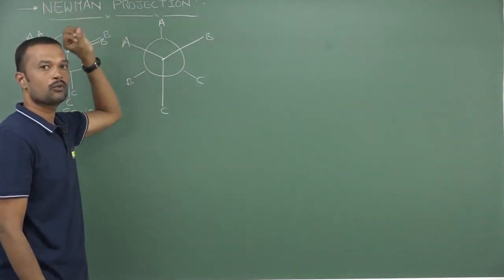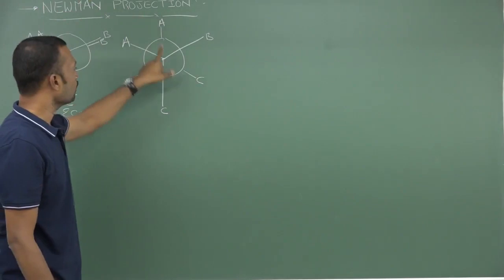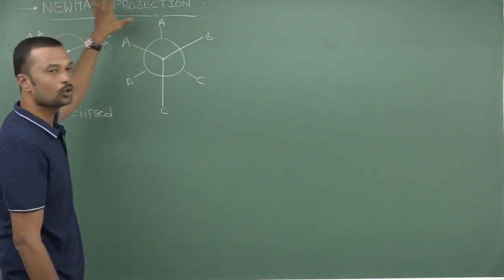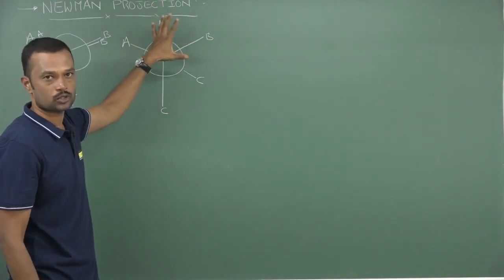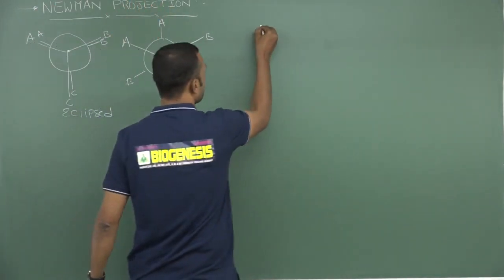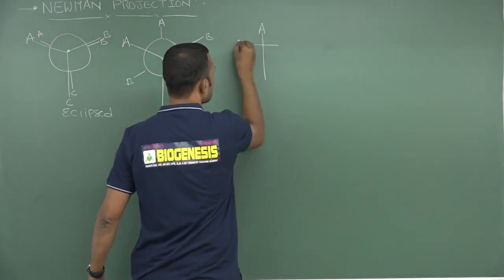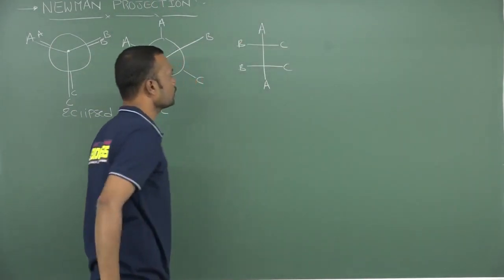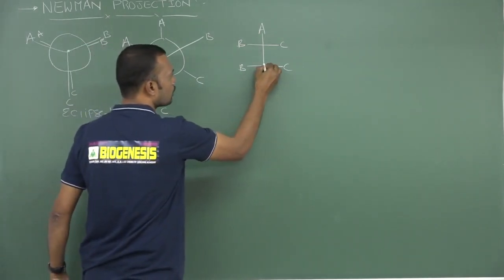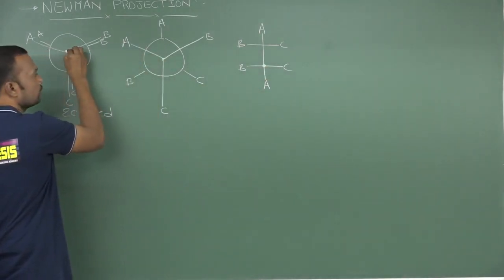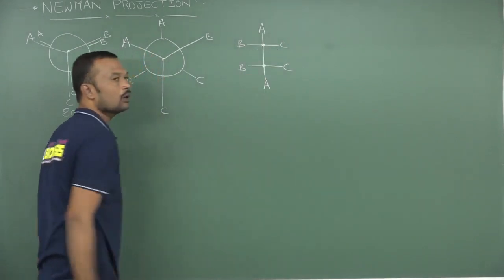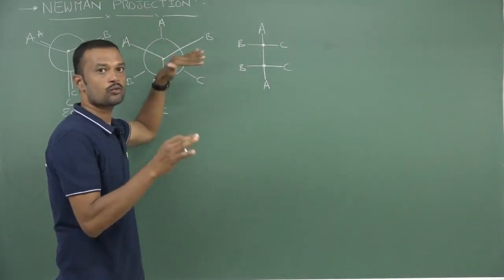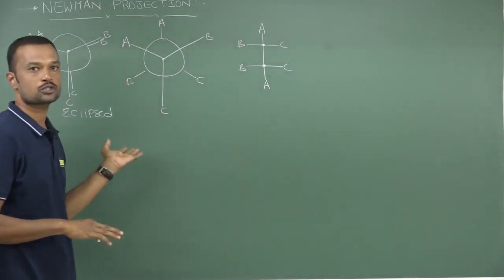In Newman, we are observing the molecule from one particular direction, seeing the front carbon as well as the rear carbon. This is generally a Newman representation, also called Newman projection. You can also write this in a Fischer: A, B, C and here A, B and C. In this one, this particular chiral center belongs to the front carbon and this is the rear or back carbon, which is represented by a circle in Newman.